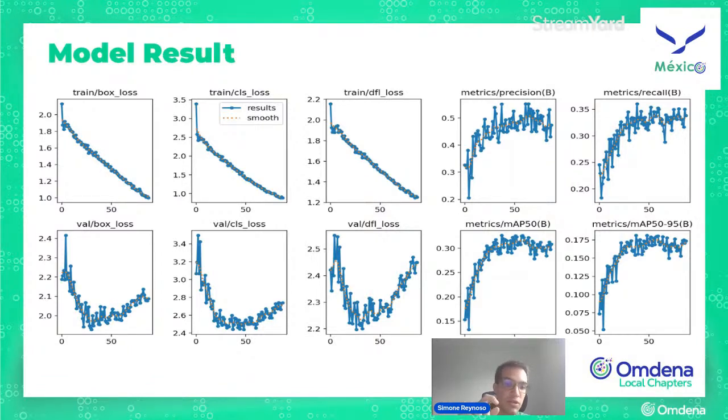And also we can see the precision, how it increases and then arrives at a plateau of 0.5, and the recall at 0.35. One of the most important metrics that we have to look at in our models is the mean average precision, especially the mean average precision at 50. And we can see that we arrived at a mean average precision of almost 0.39, 0.40. Next slide, please.